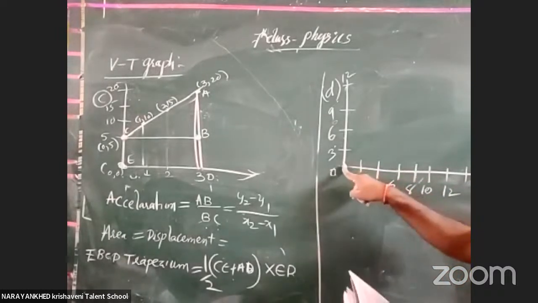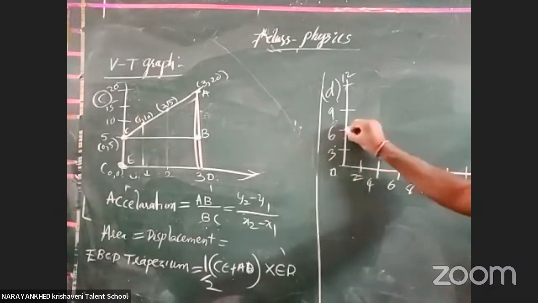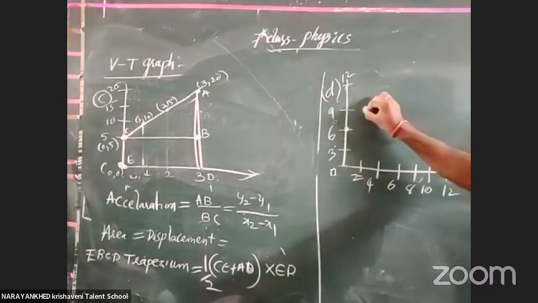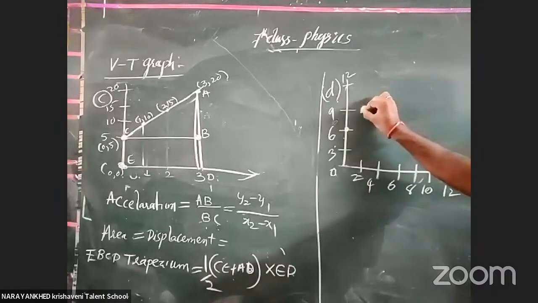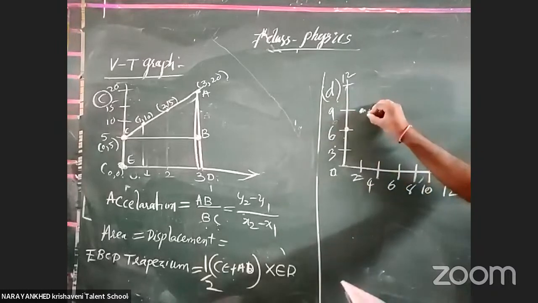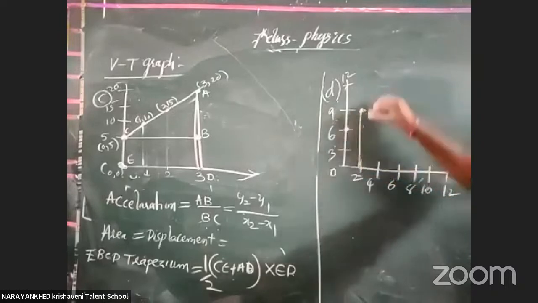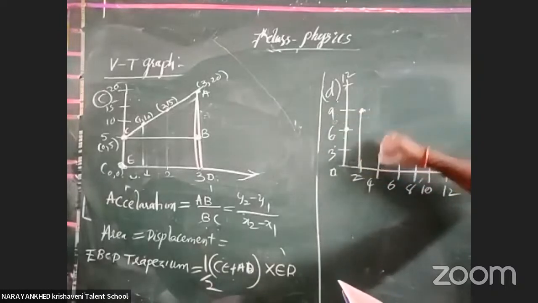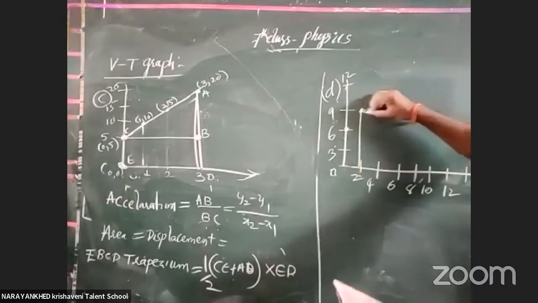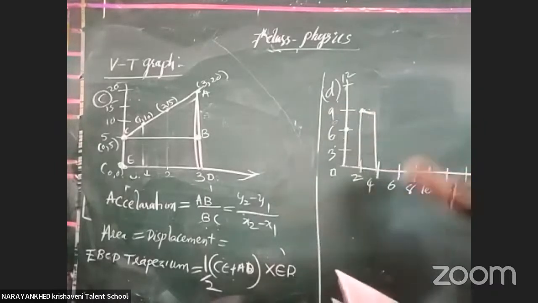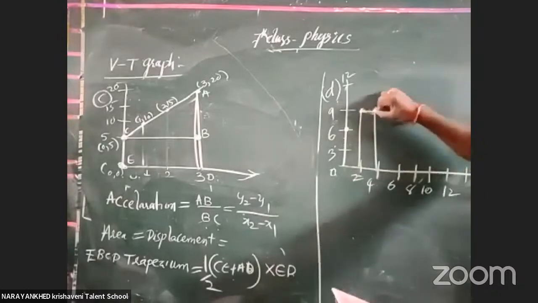Yeah, at the 0th second, it is at 6. And now at the 2nd second, it reaches up to 9, a 9 meter distance. Then again, continuing the same pattern up to the 4th second, it traveled with the same velocity. Up to here it travels at the same velocity, no change in velocity.